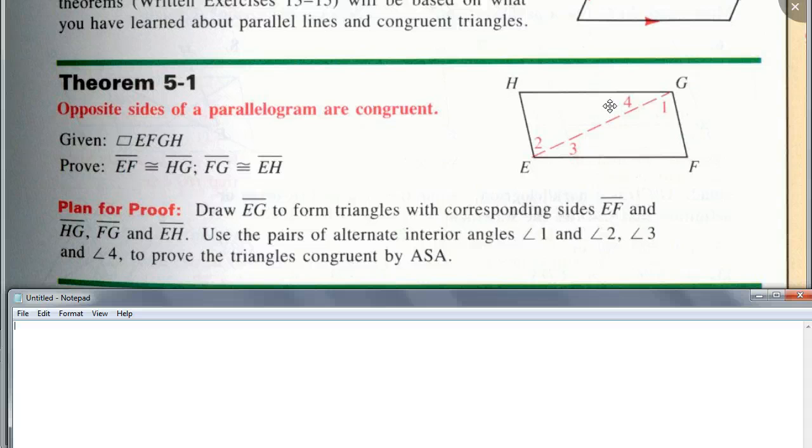Yeah, you can't write common sense as your reason. Then you will not get full credit for that proof. Anybody know? Okay, you guys remember this? If A is equal to B and C is equal to D, A plus C is equal to B plus D. You guys remember that?